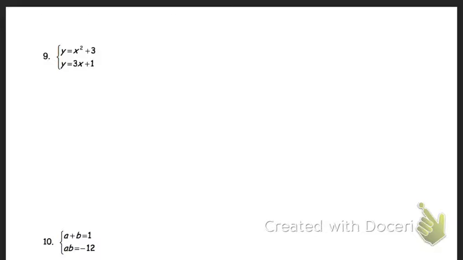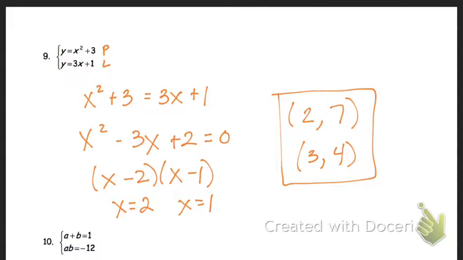Okay, so number 9, we have, what kind of equations are they? The top one is a parabola. The bottom one is a, and they're both already in y equals form. So what can I do? Just set them equal to each other and solve. So I want you to try doing that. It should be able to factor. Okay, so setting them equal to each other and solving.